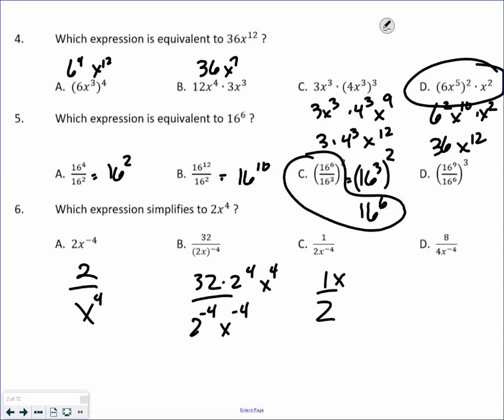This one is designed to mess with you a little bit. Only the x gets moved to the top because only the x has a negative power. And then the last one is the correct one. 8 divided by 4, and move the x to the negative fourth to the top, getting you x to the fourth.